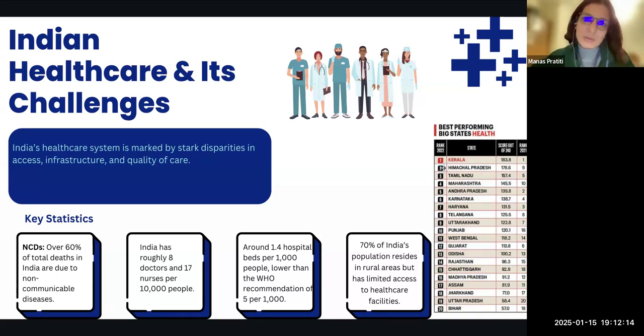Okay, in India, Kerala tops the list as the best performing state health-wise, which is understandable because there is also a higher literacy rate. So providing healthcare is also associated with the literacy rate and so many other factors.